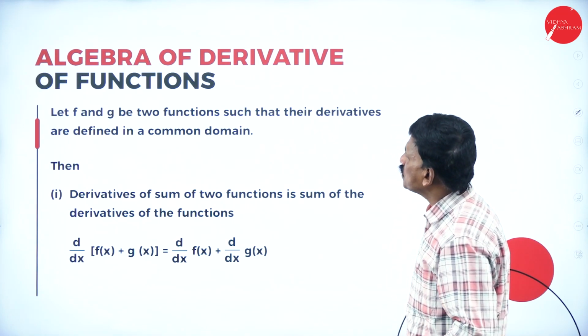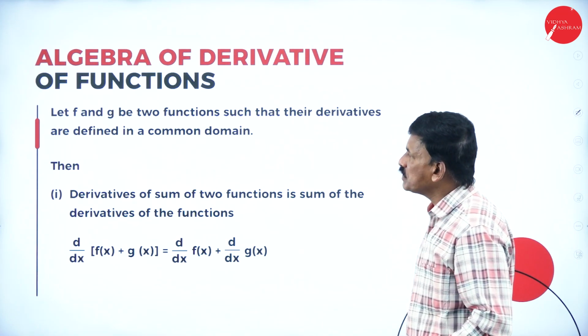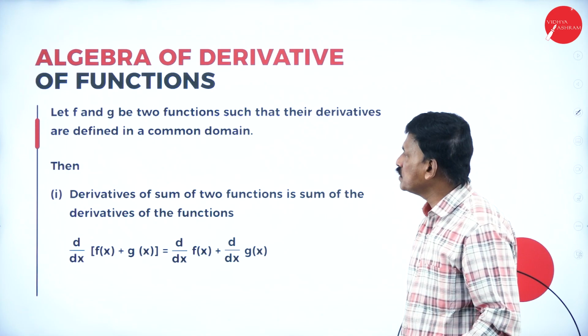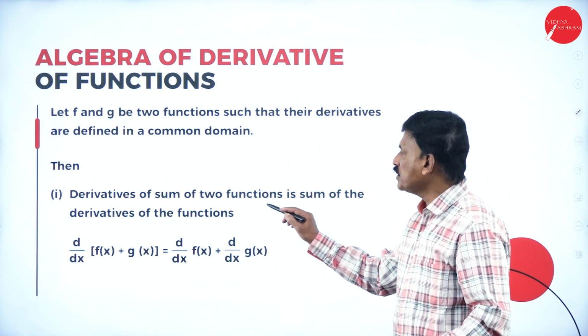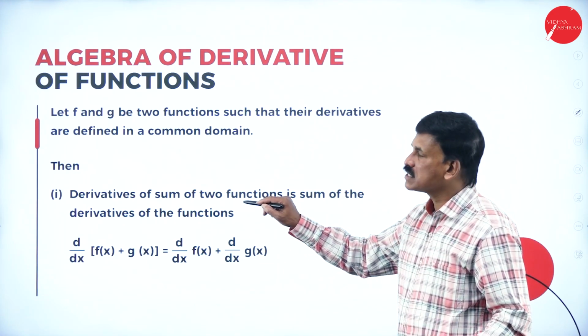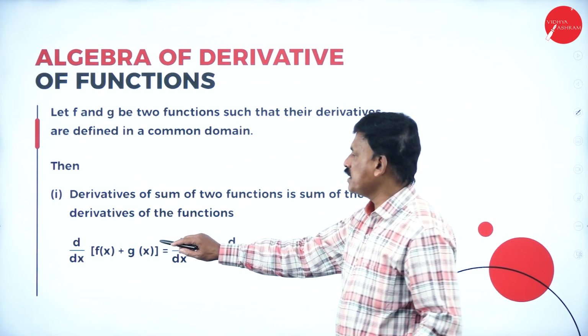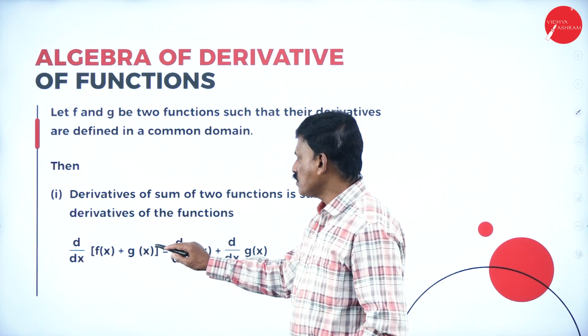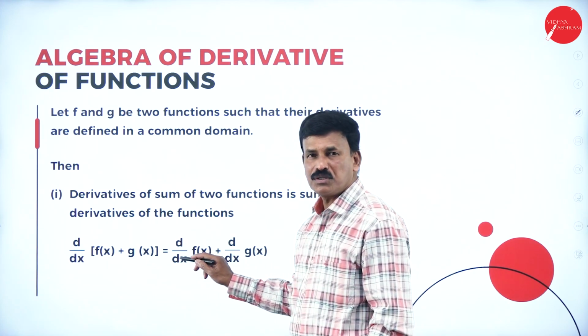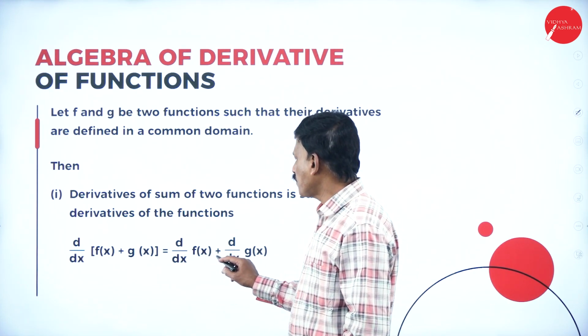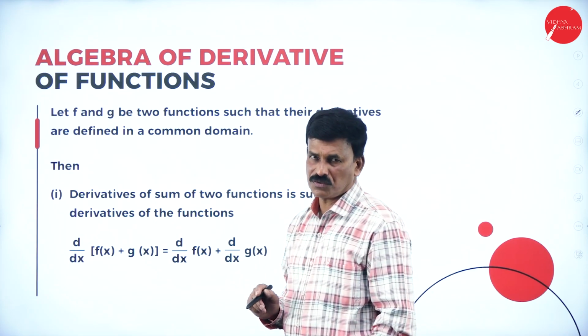Suppose f and g are two functions such that their derivatives are defined in a common domain. Then the derivative of the sum of the functions, these are called the rules of differentiation, that is, d by dx of f of x plus g of x is equal to term by term differentiation: d by dx of f of x plus d by dx of g of x.